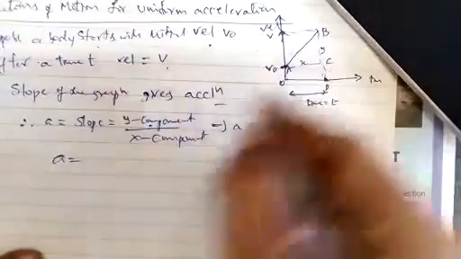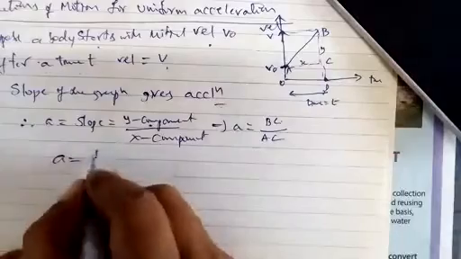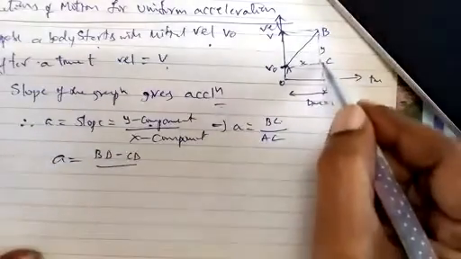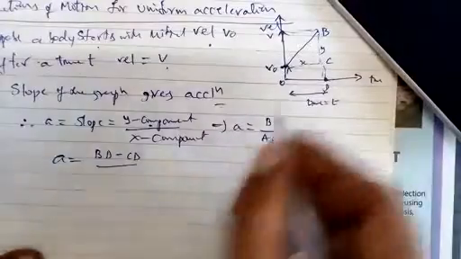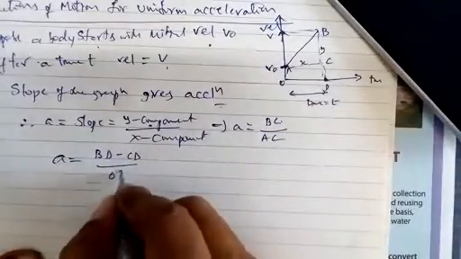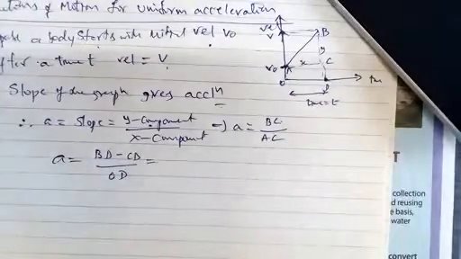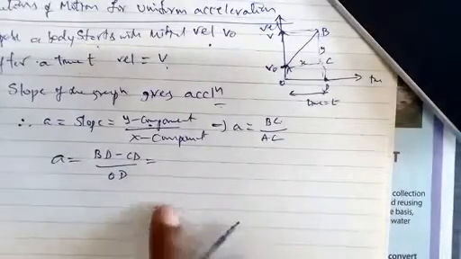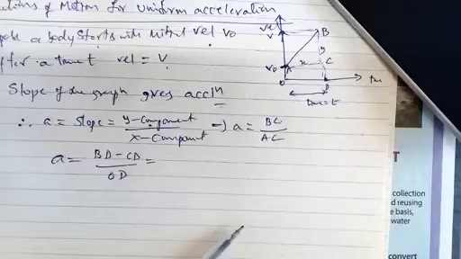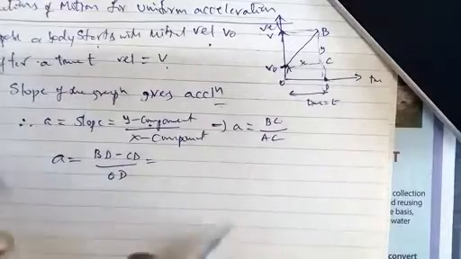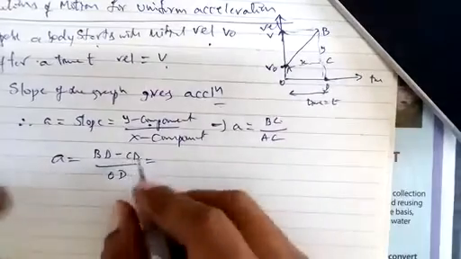How to get this BC? BC is equal to BD minus CD, this total length minus this CD, upon this AC. AC is nothing but OD here. So we substitute the values of BD and CD here.